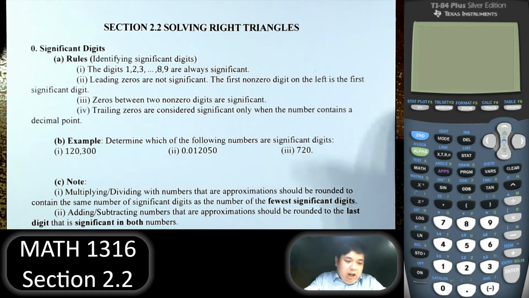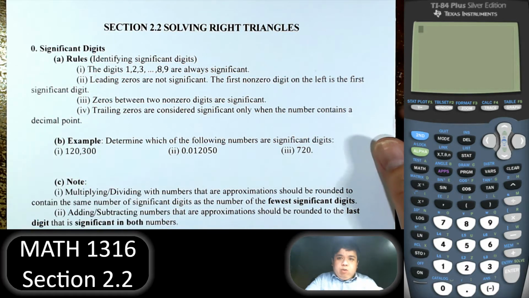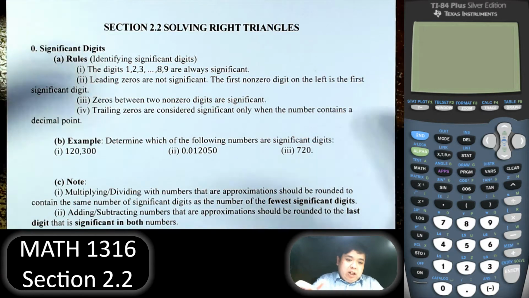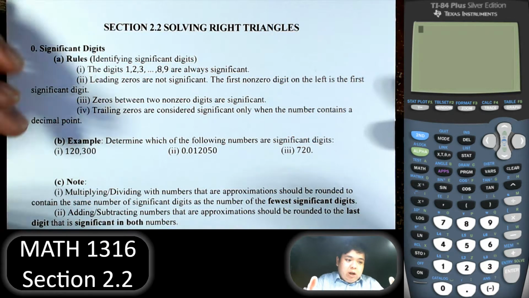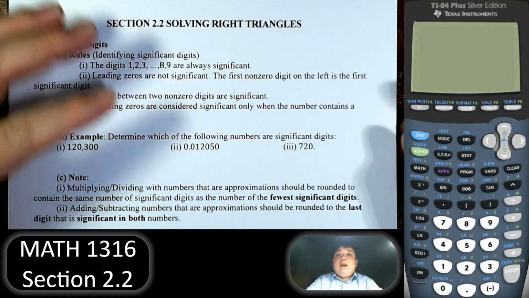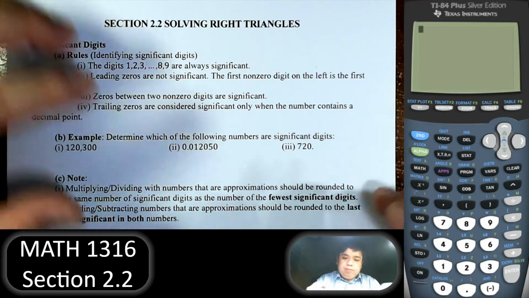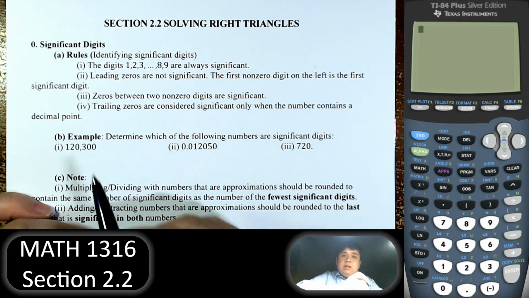Hi everybody, welcome to another section in trigonometry, section 2.2, solving right triangles. Before we actually go to any trigonometry, let's just go over significant figures, or significant digits. This is very important in science, in particular chemistry and physics. Right, so the rules of significant figures.